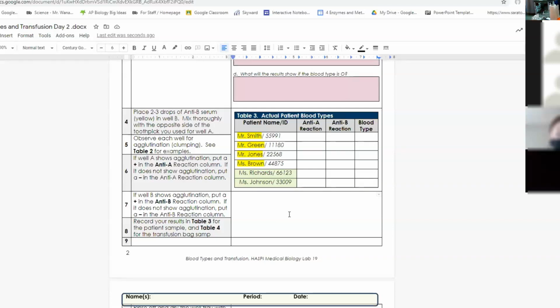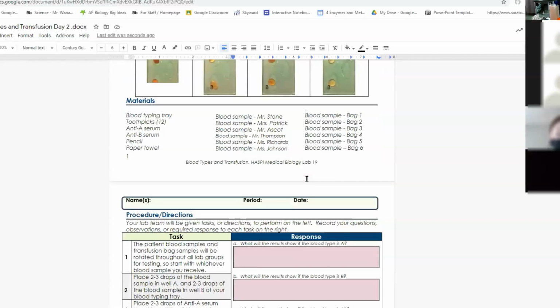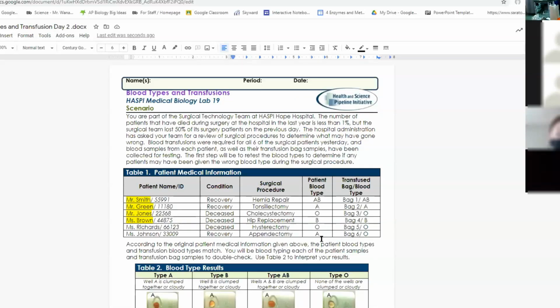The storyline behind this is you have these patients, and not very many usually die in surgery, but 50% of the patients died. So they're trying to figure out, why did they die? So although you have in the beginning, it says what blood type each of them have, and what was the transfused bag, like the blood that they were given. So there's all these deaths, and you're trying to figure out why there were all these deaths.